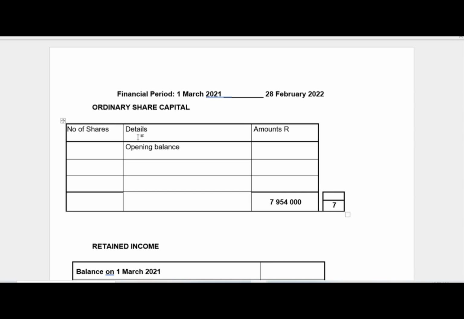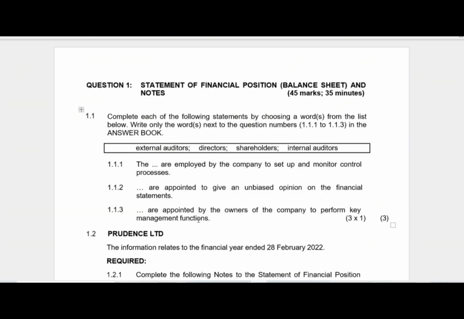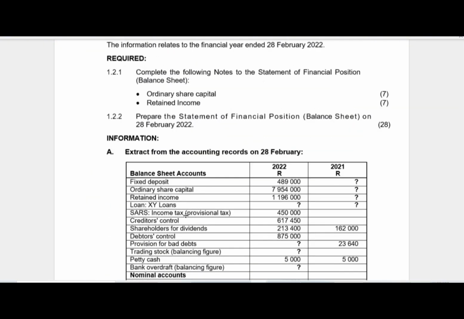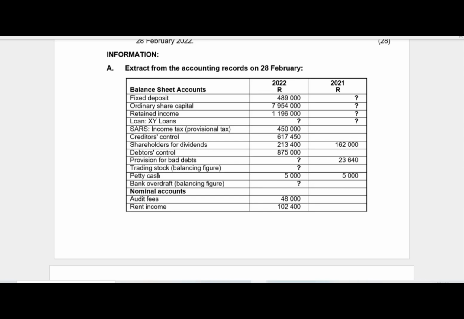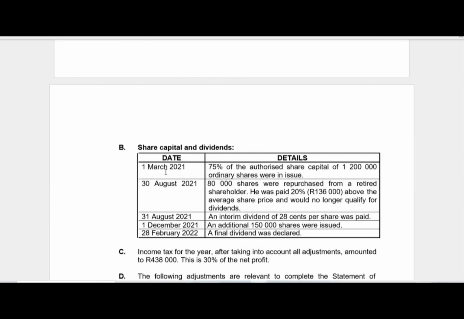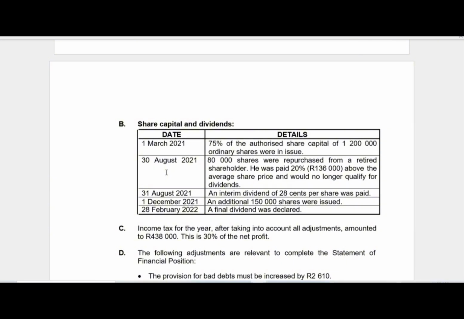Let's go to our question quickly. Here they gave us a balance sheet and nominal sheet account where they identify amounts, but I'm not interested in that. I'm interested in B, where they speak directly about the share capital and dividends.